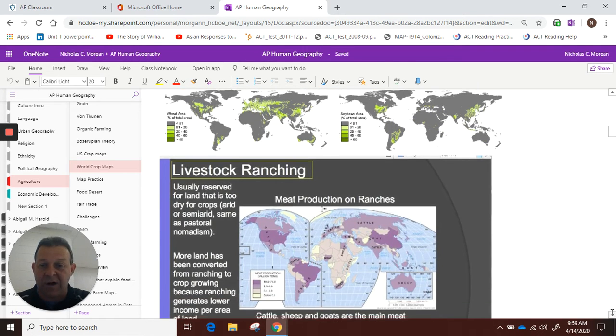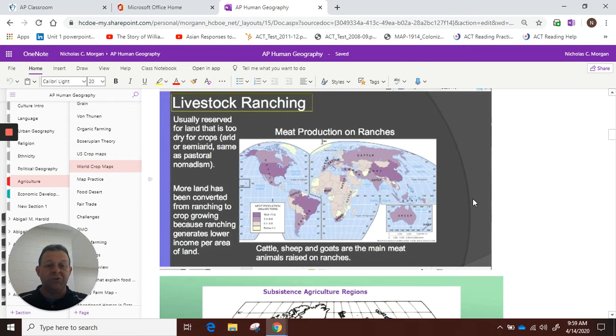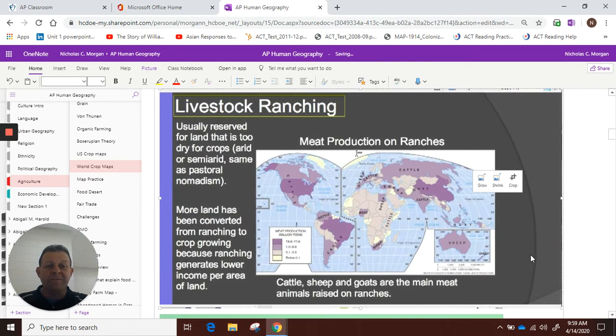And then there's some other maps on here as well. Here's one of livestock ranching. I think this would be a beneficial one. And by the way, there's some really good crop maps I'm about to show you that are in your book. I think this one's in your book. Major cattle producing. You need to know, where else are a lot of cattle raised besides the United States?